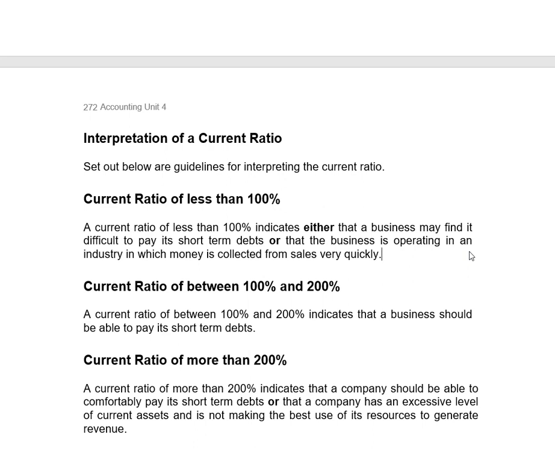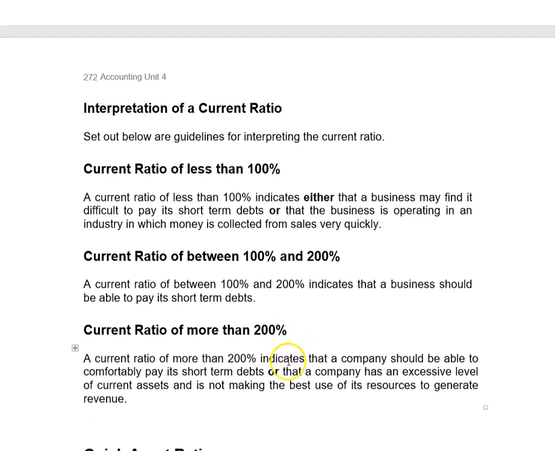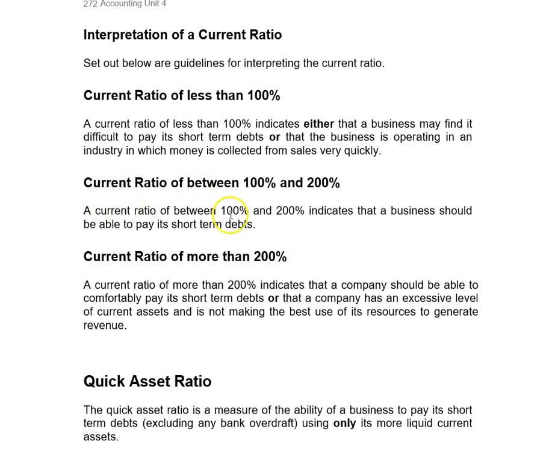So they may have a lot of current liabilities, and we call that unearned income. So this might be a reason why the current ratio can be less than 100%, but it doesn't mean that the business is doing badly. It just means that the industry requires money to be collected from sales very quickly before the sales or service is rendered. For a current ratio between 100 to 200%, usually we can say that the business is able to pay its short-term debts.